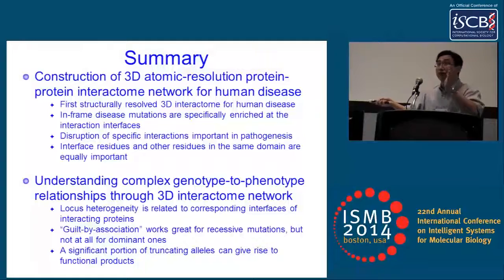Many other relationships are reported in our paper that I don't have time to talk about. But really, two key things that I talked about today are that guilt by association works great for recessive mutations, but really not very well for dominant, especially gain-of-function mutations, and that a significant portion of the truncating alleles can give rise to functional products.